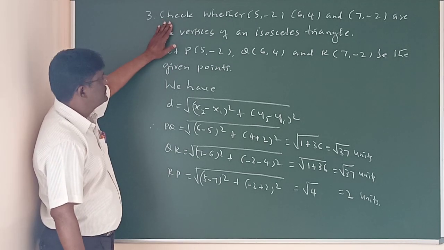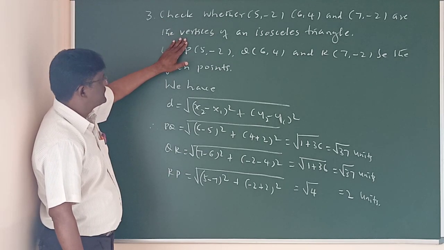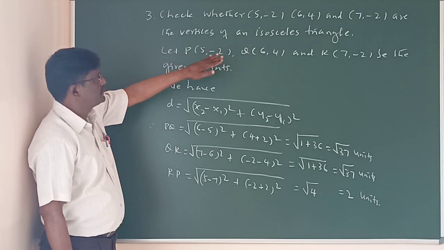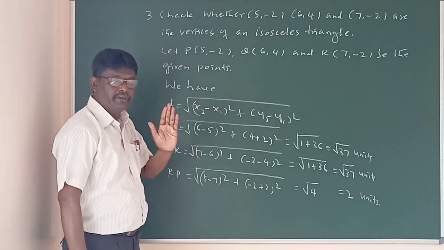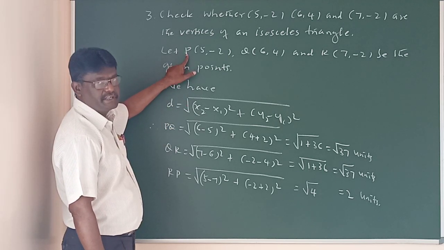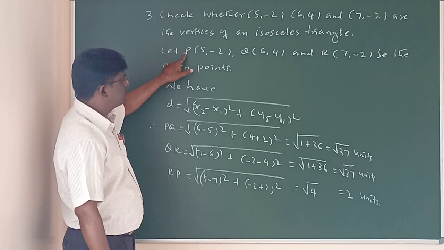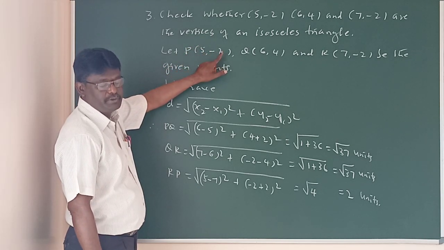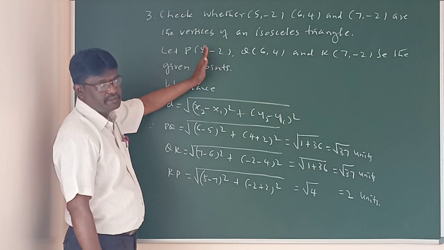We have to check whether these are the vertices of an isosceles triangle. What is a vertex? Be very clear. P is a point, and it can be treated as a vertex. That vertex has two coordinates, x coordinate and y coordinate. Be very clear about the coordinates and vertices.